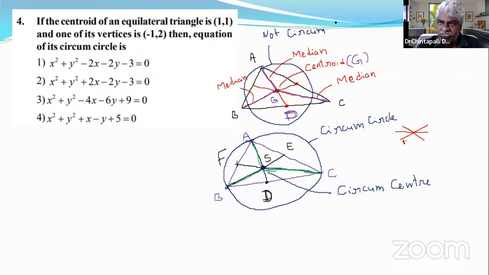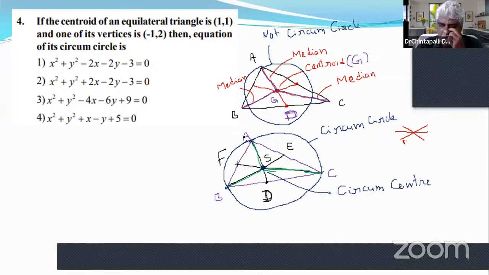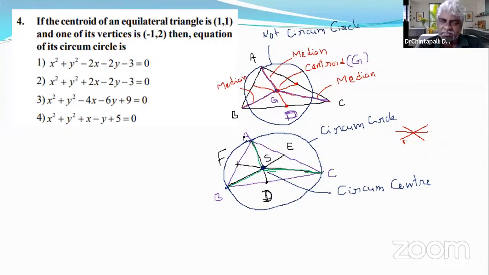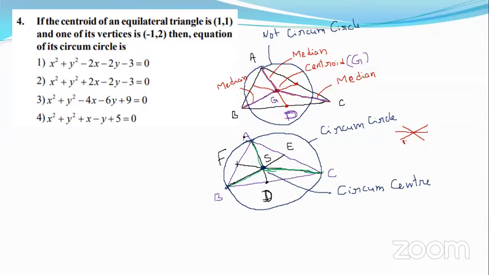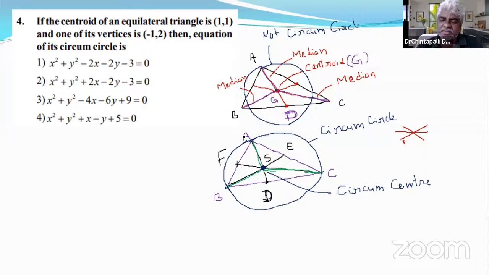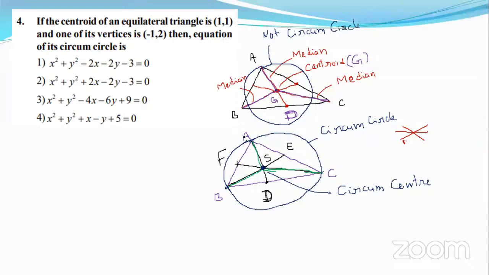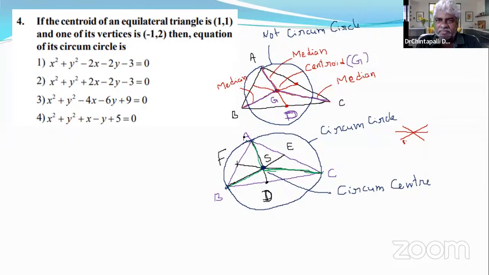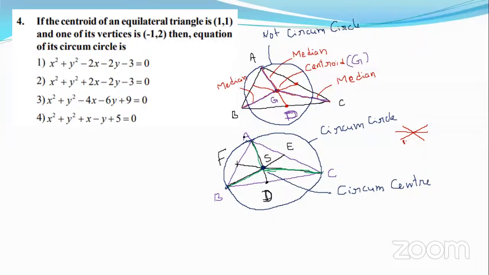Please tell me now, which center is used to draw the circumcircle, circumcenter or centroid? Which is the center of the circumcircle? S or G? S is the circumcenter. G cannot be the circumcenter in general.